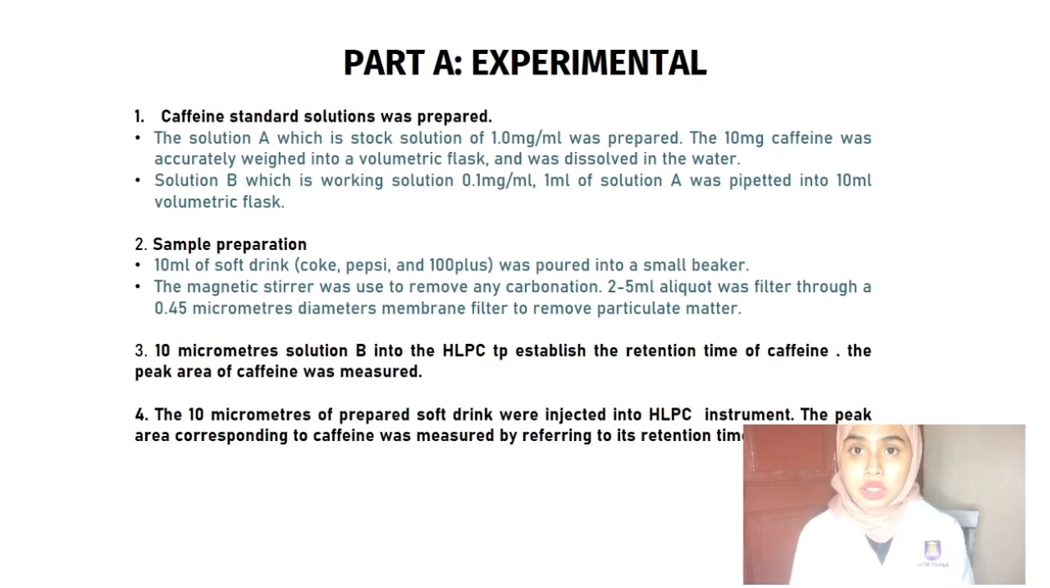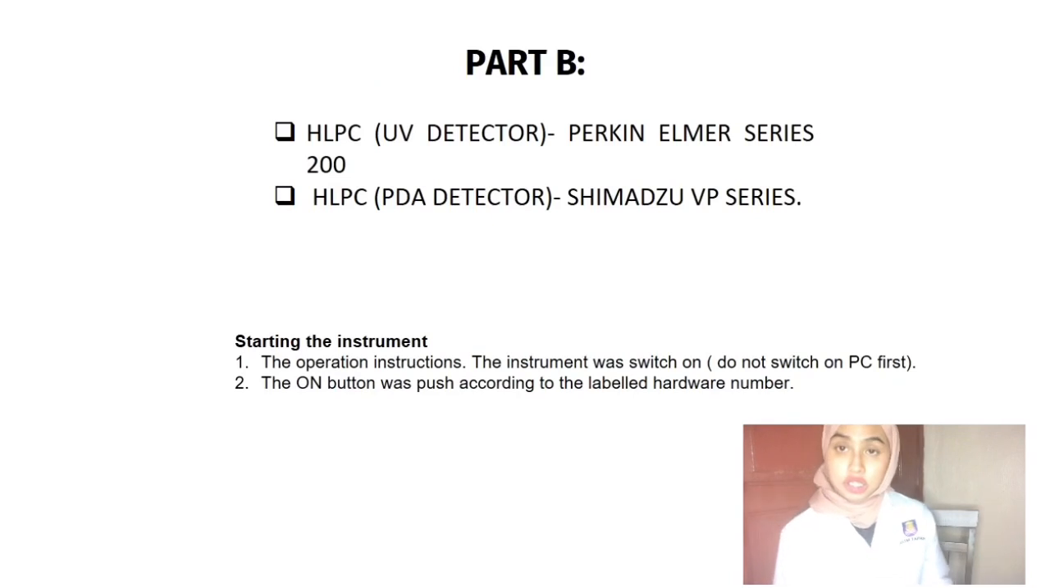10 microliters of solution B was injected into the HPLC to establish the retention time of caffeine. The peak area of caffeine was measured. The 10 microliters of prepared soft drink was injected into the HPLC instrument. The peak area corresponding to the caffeine was measured by referring to its retention time. So next, we go for part B.